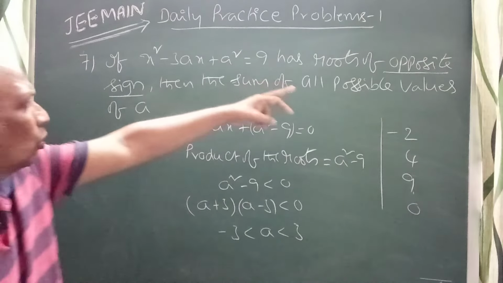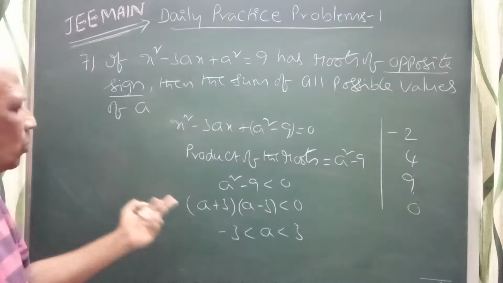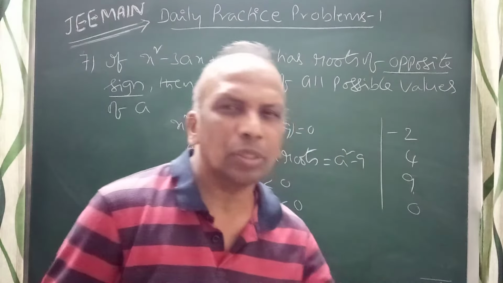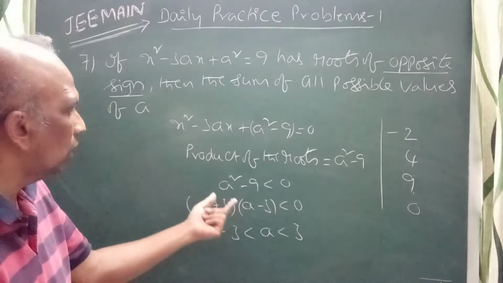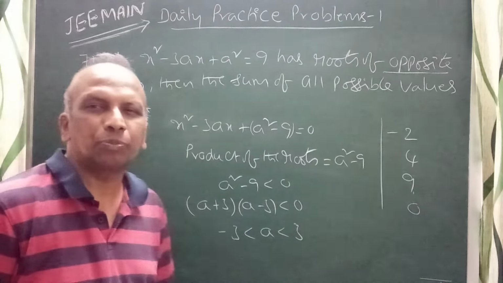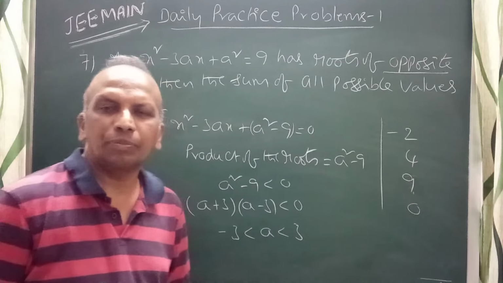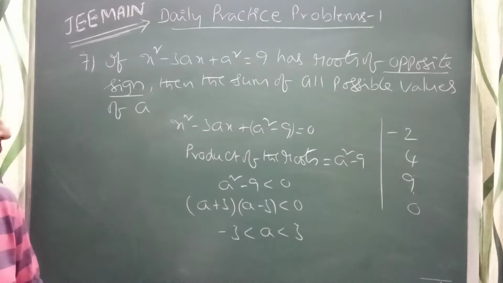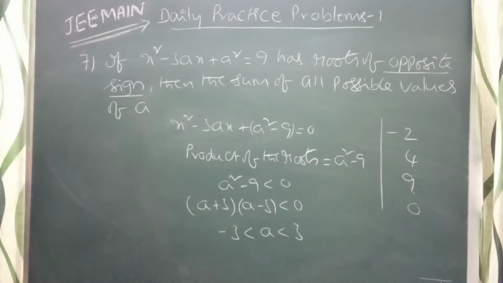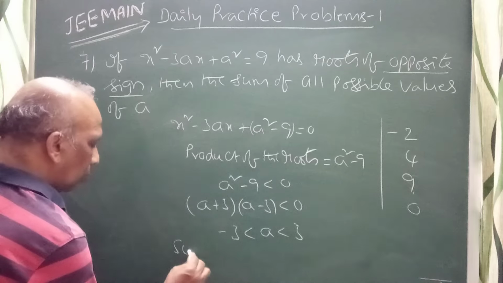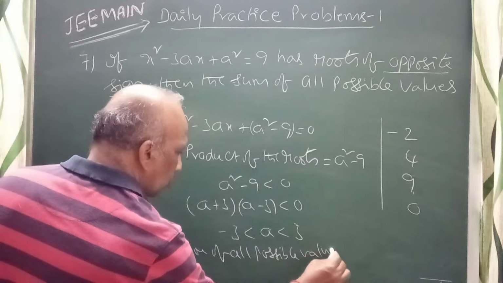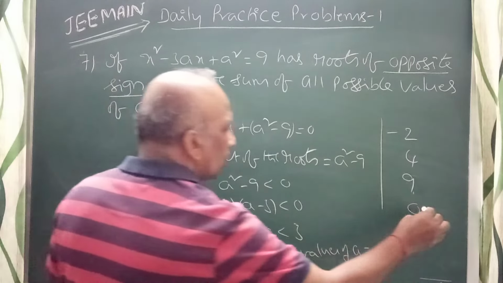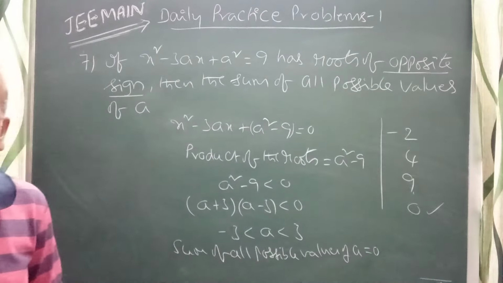Then, as the roots are of opposite sign, we need the sum of all possible values of a. So you can observe here, sum of all possible values, we get a lies between minus 3 and 3. So if we take the sum of all possible values of a, it is equal to 0 here, because of the opposite signs. The answer is 0. Sum of all possible values of a is equal to 0.